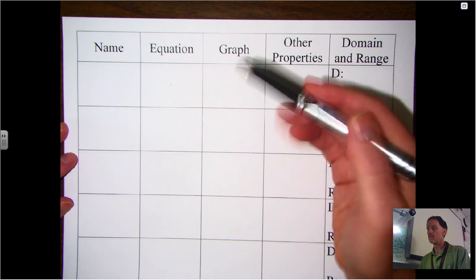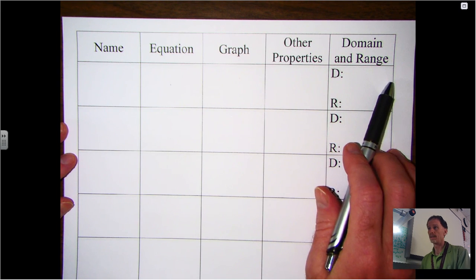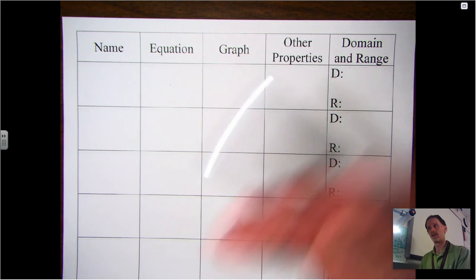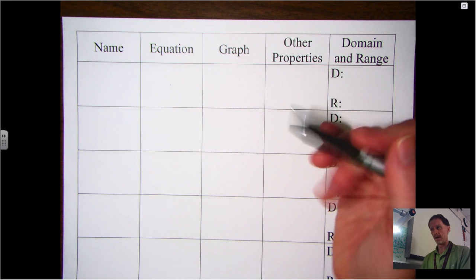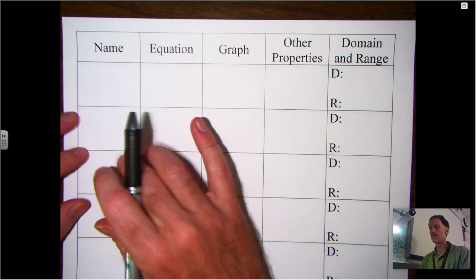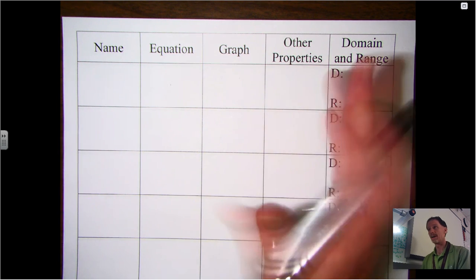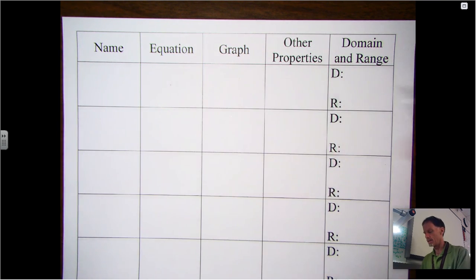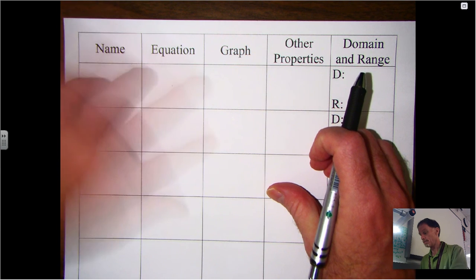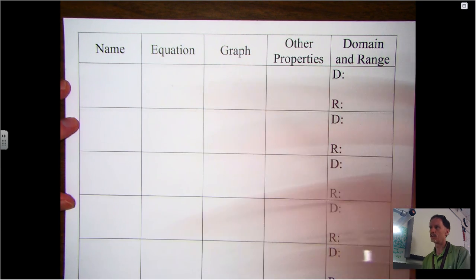You are going to be responsible for knowing all these things and being able to, if you're given a graph, know what function that is. If you're given the name of the function, know what the domain and range is and the other properties and stuff like that. So you have to know everything about each of these things. So be sure that you're writing these down somewhere. This is a good template to use.